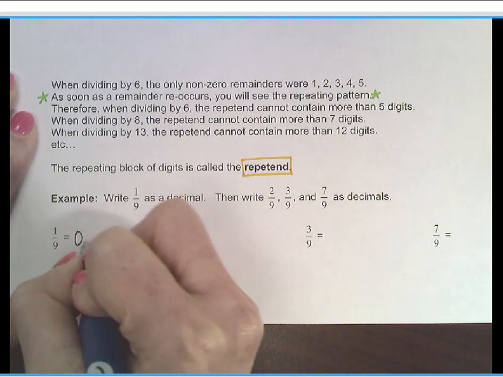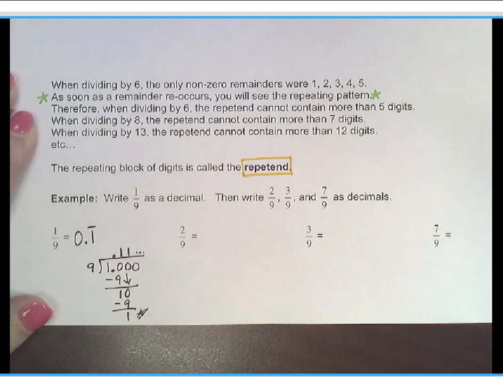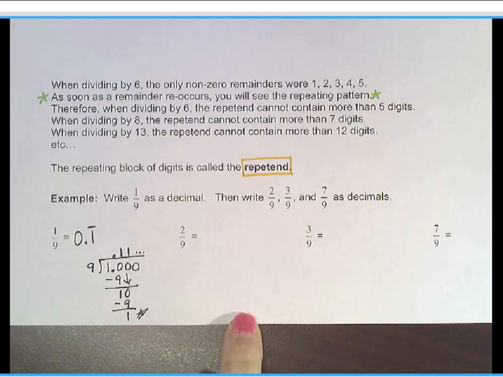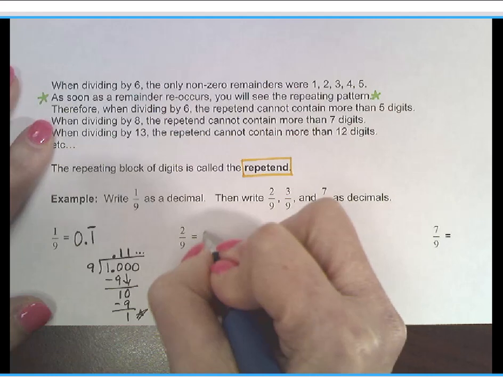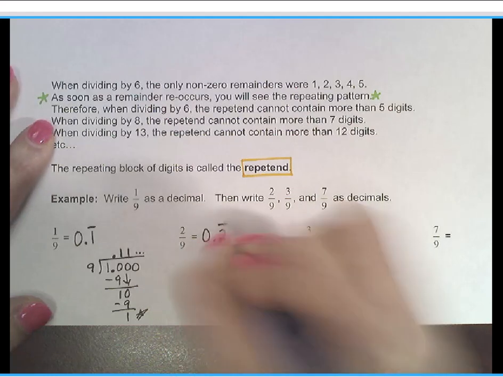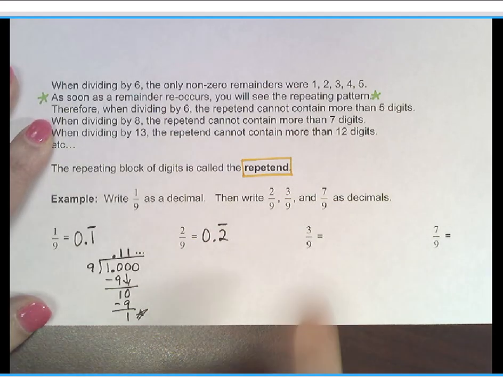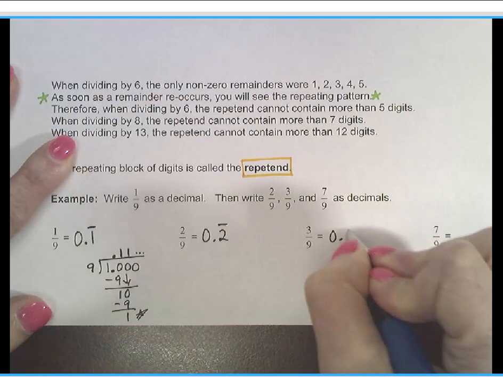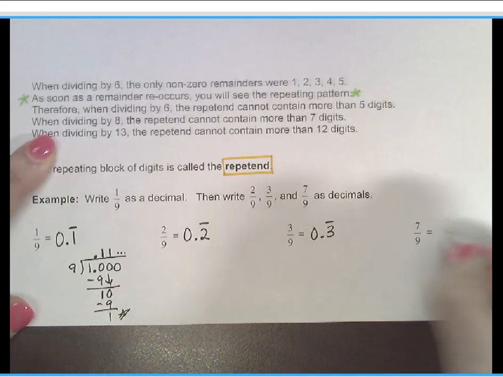So there is one little number that repeats. 1/9 is 0.111111111. So what do you think 2/9 is? Take a guess without doing a lot of crazy math, without doing long division. If 1/9 is 0.1 repeating, guess what 2/9 is? Well, if you said 0.2 repeating, you would be correct. And guess what 3/9 is? And guess what 7/9 is?